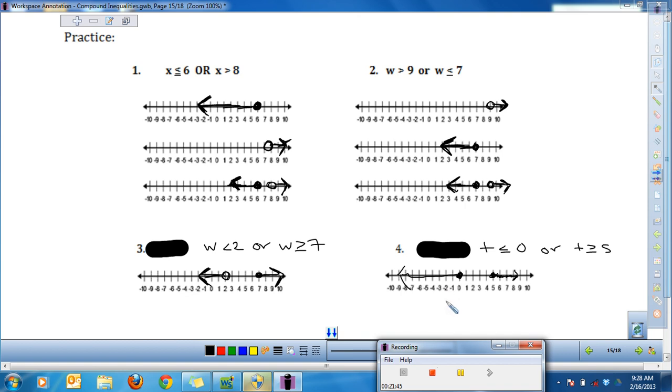Alright, here are the solutions. Go ahead and check that you did them correctly. Check that you have the right dots, and also check that you have everything going in the right direction.